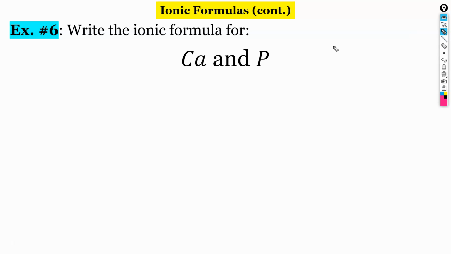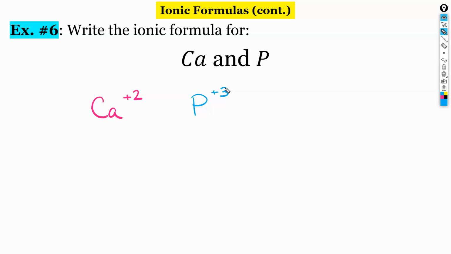So calcium is in group 2, so it's going to have 2 valence electrons. When it loses those, it will end up with a charge of +2. And then phosphorus is in group 5. Phosphorus is going to have a charge of -3 because it needs 3 more valence electrons.